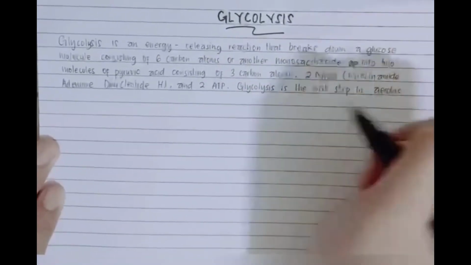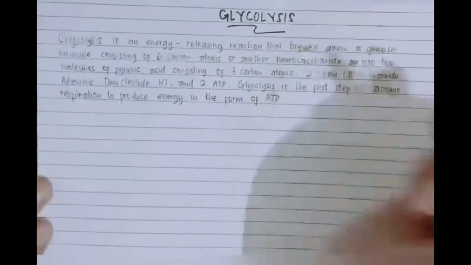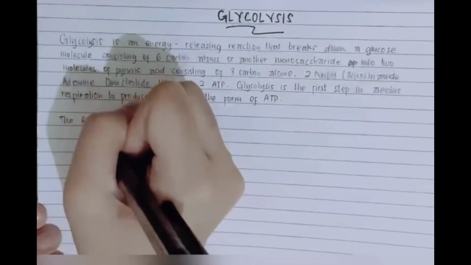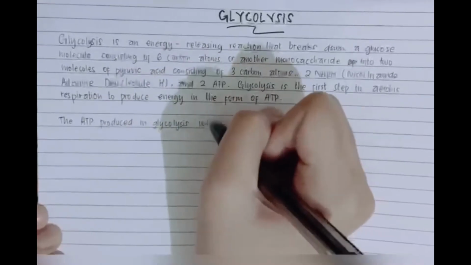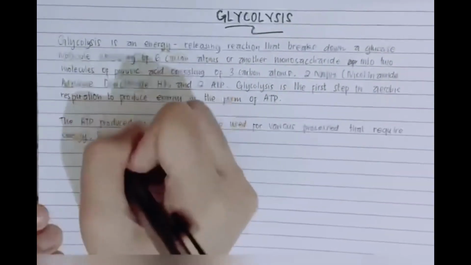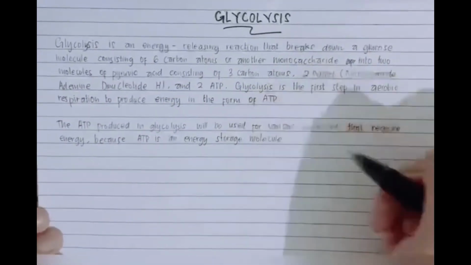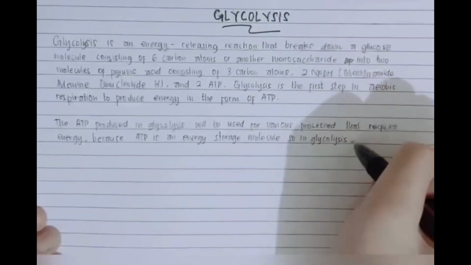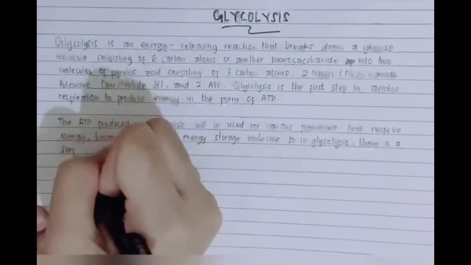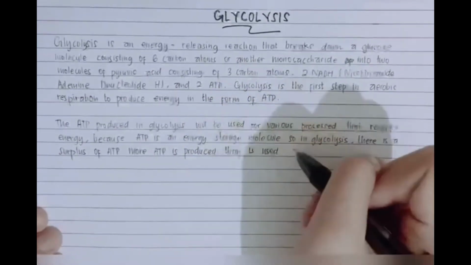Glycolysis is the first step in aerobic respiration to produce energy in the form of ATP. The ATP produced in glycolysis will be used for various processes that require energy. Because ATP is an energy storage molecule, in glycolysis there is a surplus of ATP. More ATP is produced than used in the process.